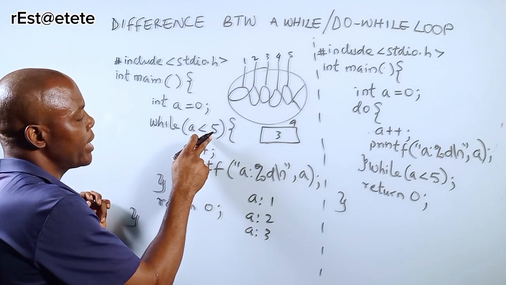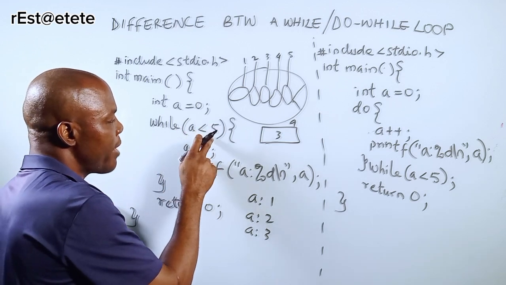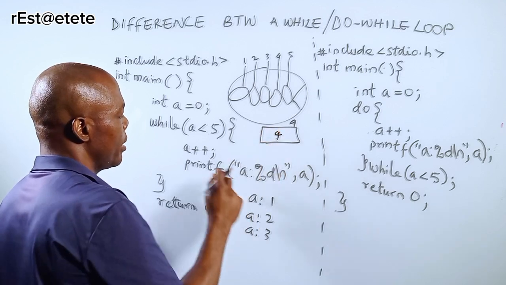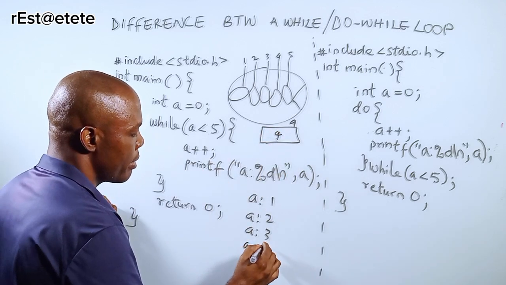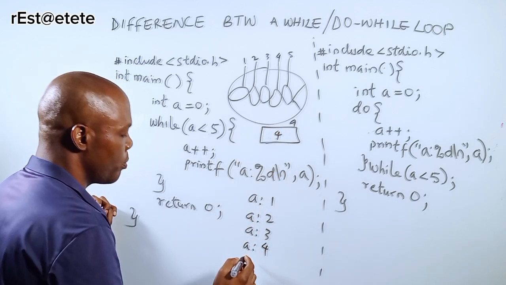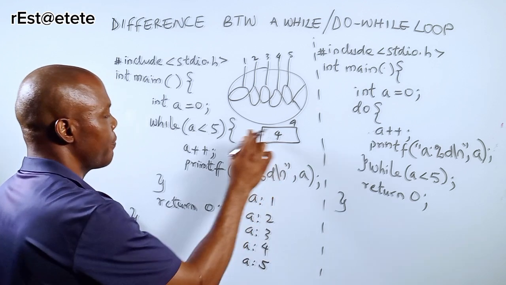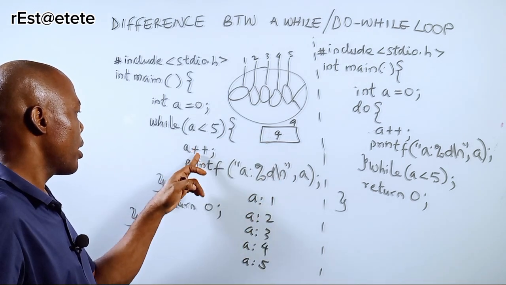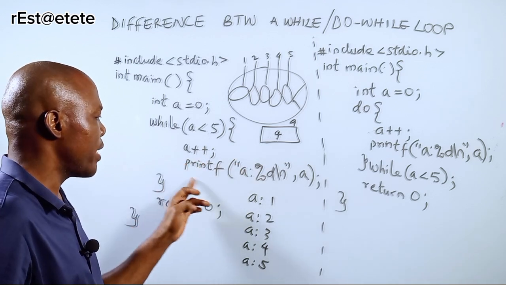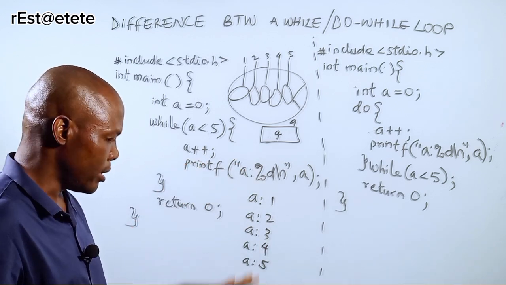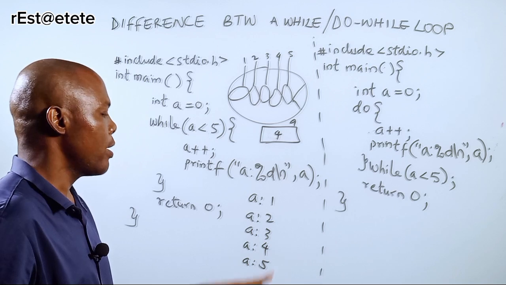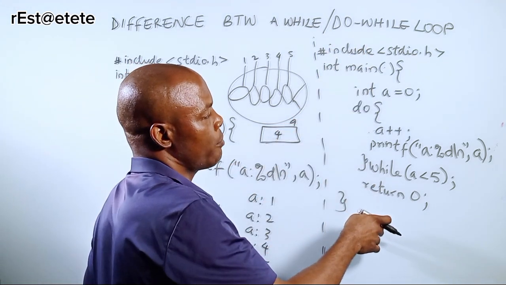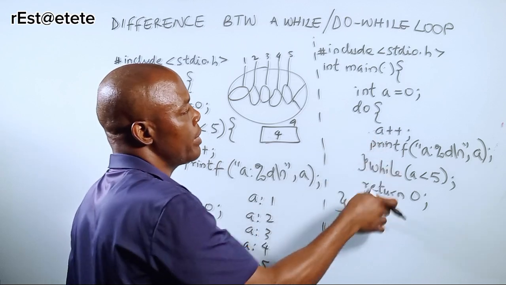Then it will go back again and check. 3 is less than 5. That is true. It will come in, it will increment it to 4. Then it will print out A, 4. It will increment this one from 4 to 5, then it will print out 5. This is the increment 1, 2, 3, 4, 5. So 5 iterations, 1 to 5. Same thing will happen here. The same thing that happened here will happen here.